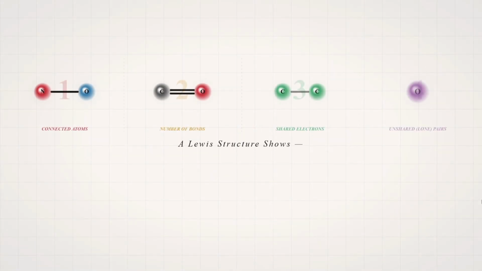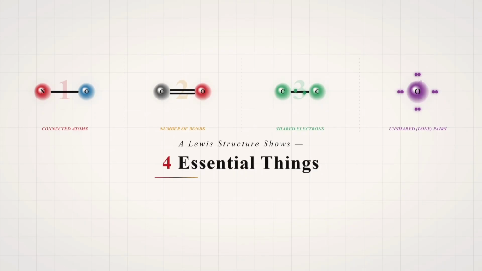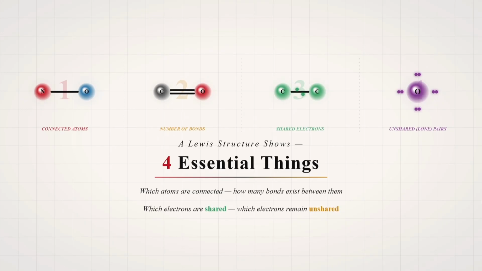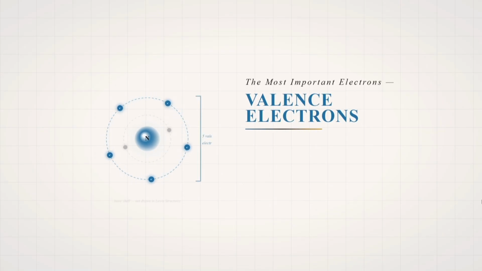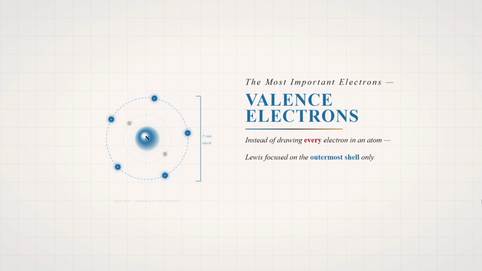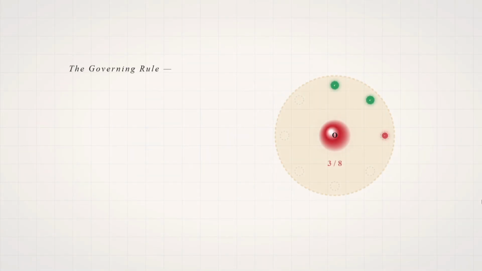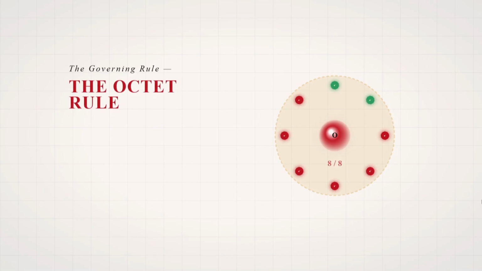A Lewis structure is a diagram that shows which atoms are connected, how many bonds exist between them, which electrons are shared, which electrons remain unshared. Instead of drawing every electron in an atom, Lewis focused on the most important ones, the valence electrons. Remember from our previous videos, in most Lewis structures, every atom wants to be surrounded by 8 electrons. 4 pairs. This is called the octet rule.